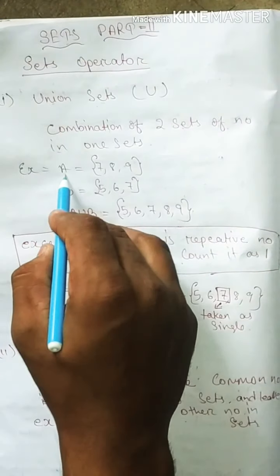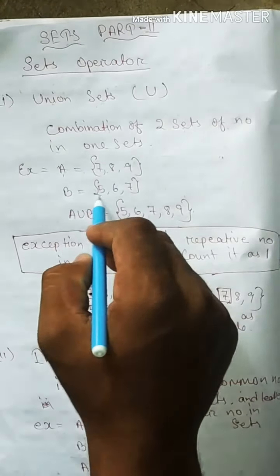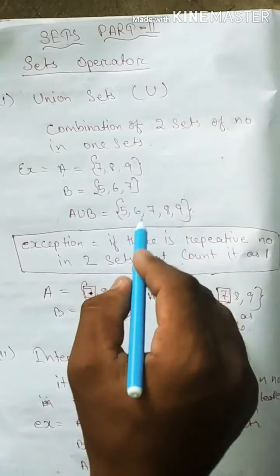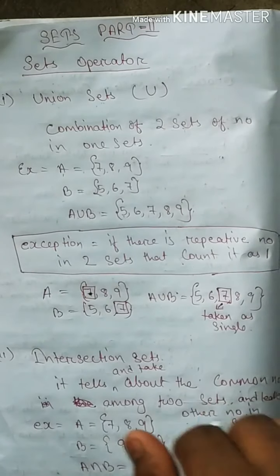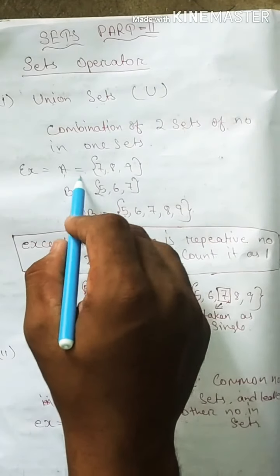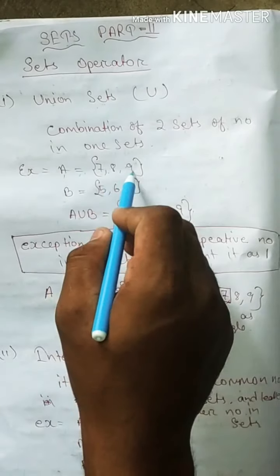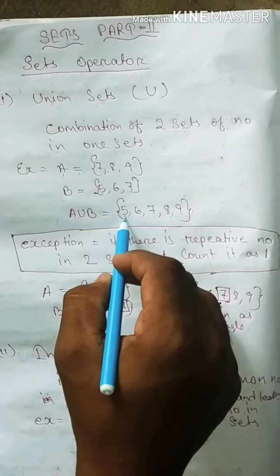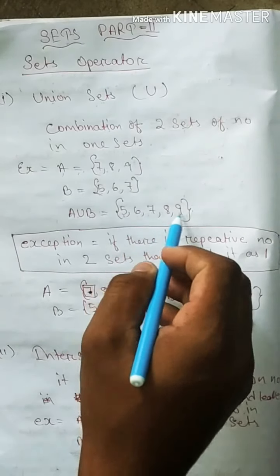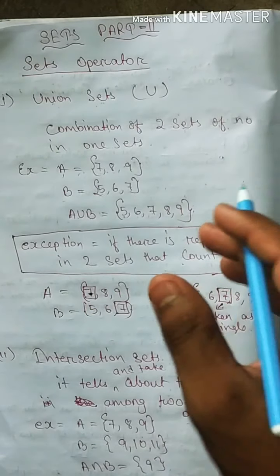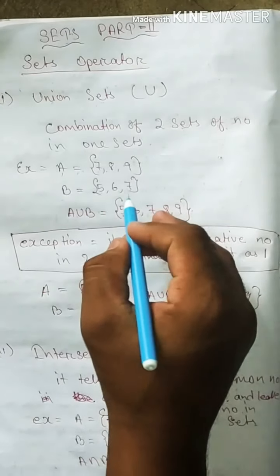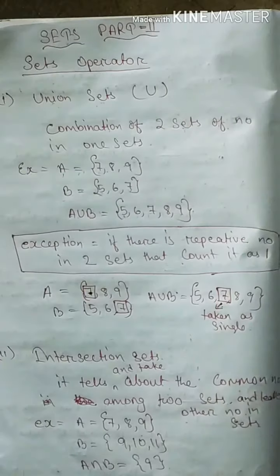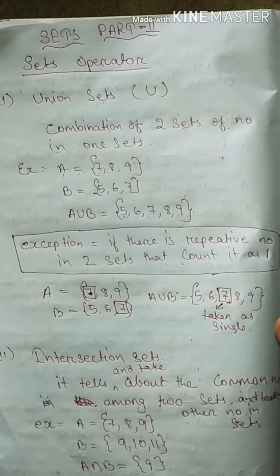Like for example, A is equal to 7 8 9, B is equal to 5 6 7. A union B means this and this will come together: 5 6 7 8 9. Once again, A is equal to 7 8 9 and B is equal to 5 6 7, then A union B is equal to 5 6 7 8 9. You are thinking that 7 is here and 7 is here, so why have I written 7 only once? There is your doubt.